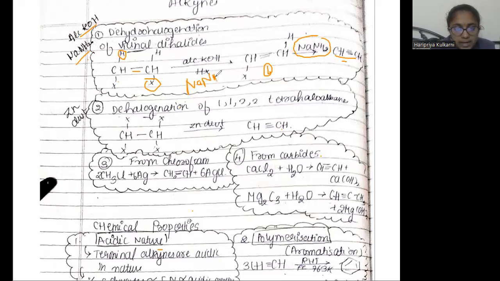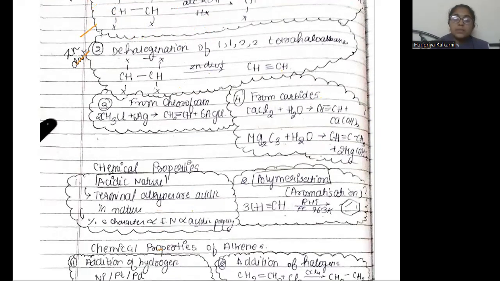So of course, from this step you can jump directly to the last step. Now coming to the next one, that is dehalogenation of 1,1,2,2-tetrahaloalkanes. Tetra means 4 halo, that is halogen groups, right?